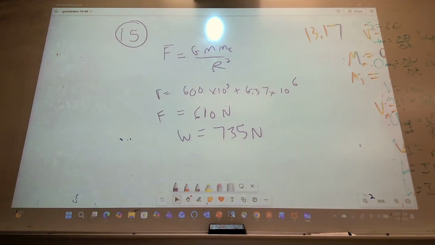Explain why it is said that astronauts are weightless. It's not because the gravitational pull of the Earth is negligibly small. You got the gravitational pull of the Earth at 610 newtons. It's because they both have the same acceleration. They're falling together.